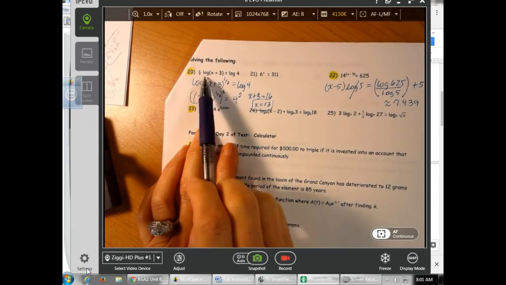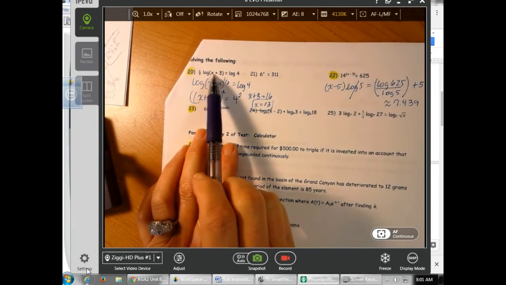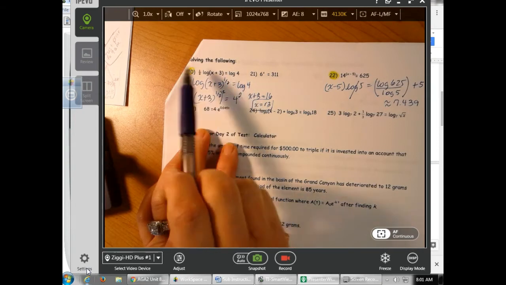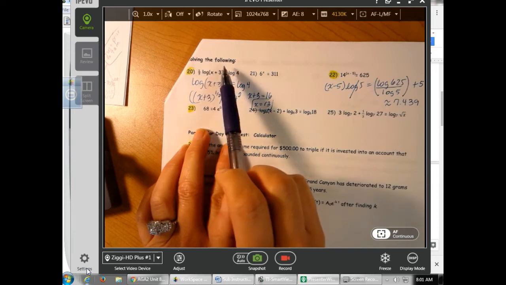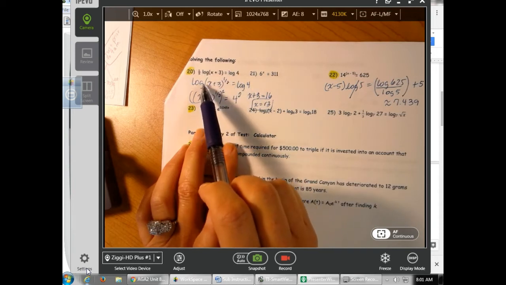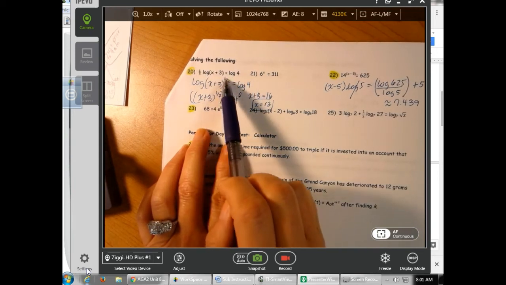And when I look at this problem here, I see that I have log on the left and log on the right, but the problem is I have this 1/2 out front. So I have to bring the power up first. So the very first thing I'm going to do is bring the 1/2 up as a power. That's one of our properties of logs.